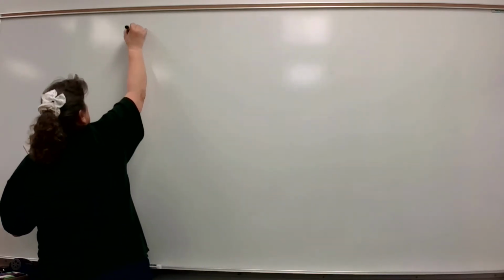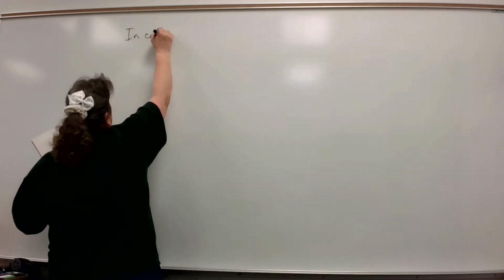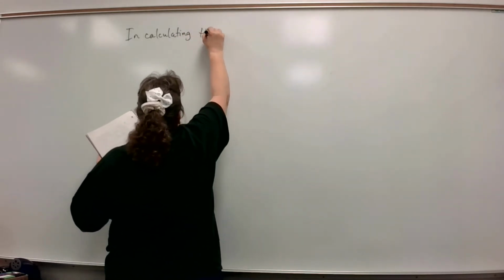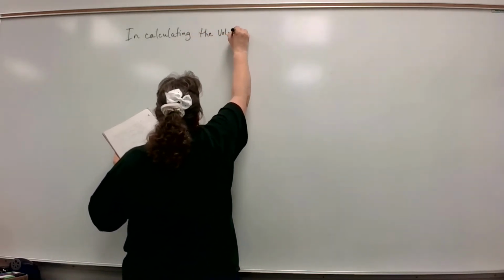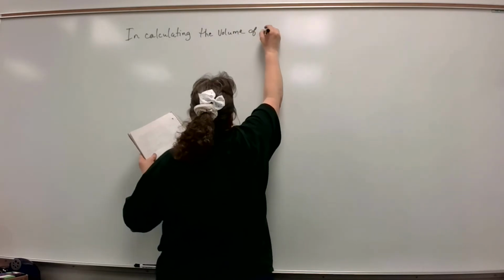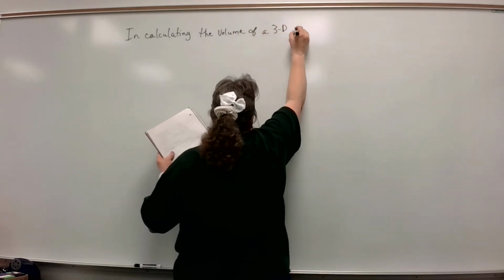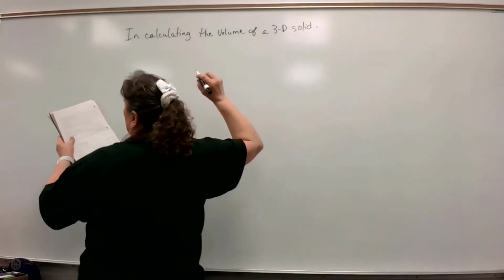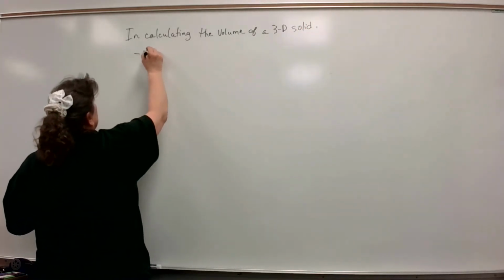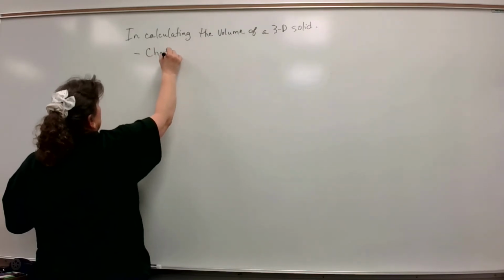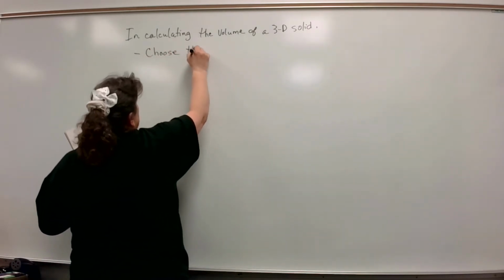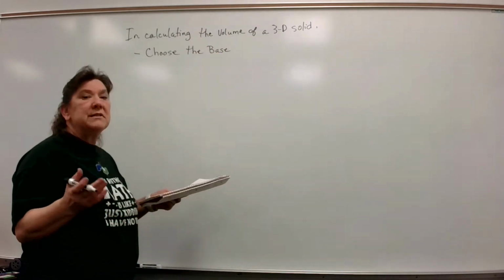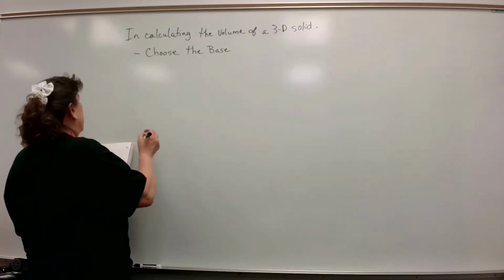Some tips in calculating the volume of a three-dimensional shape, solid. Okay, what's going to happen? Number one, choose the base. It's important to choose the base first. Because remember, the volume is the area of the base times the height.